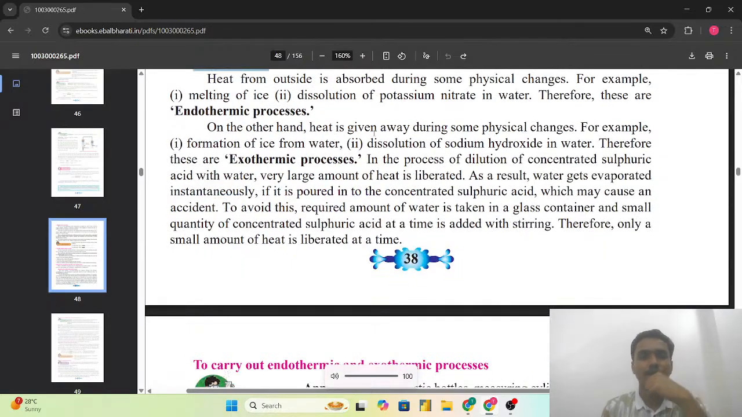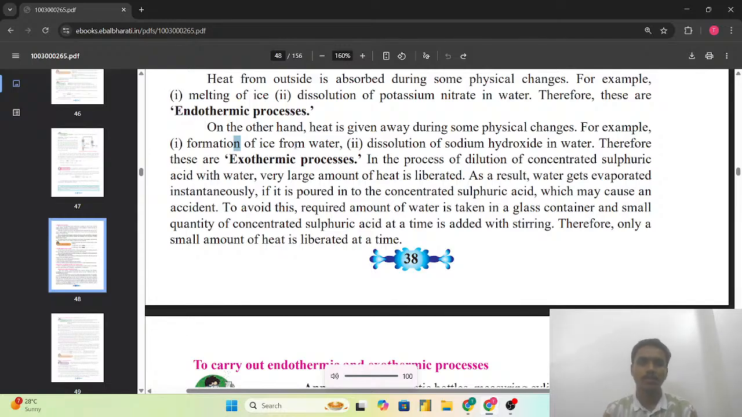On the other hand, heat is given away during some physical changes, for example, formation of ice from water. So as we can see here, when heat gets evolved or is given out, such types of reactions are called exothermic reactions.